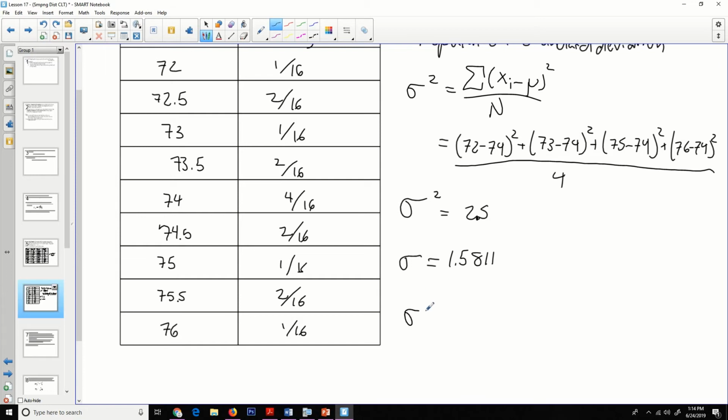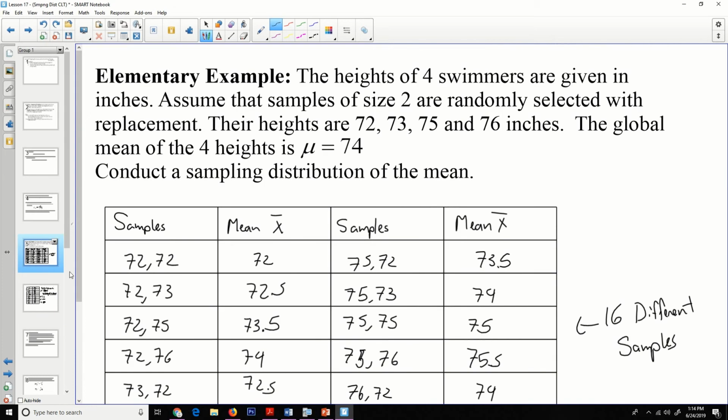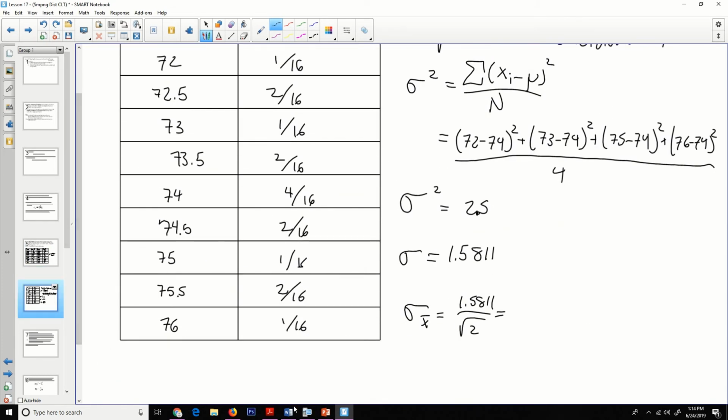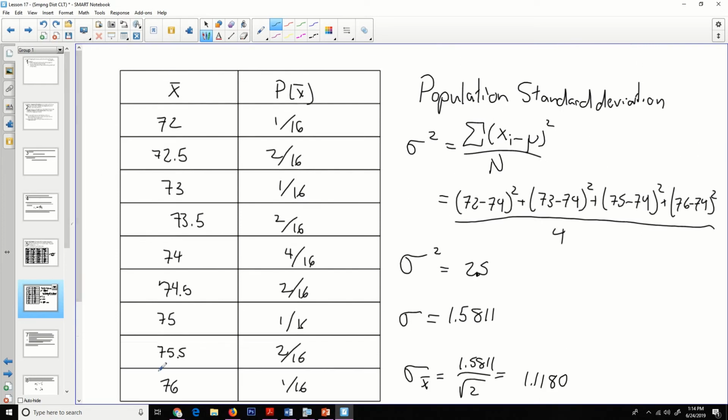So if I want to find that standard deviation, it's going to be 1.5811 divided by the square root of our sample size, which is 2 because I took 2 elements from each of those samples. That's where I get the 2 from. And so that calculation, if you grabbed your graphing calculator and did that, you would get 1.1180. And so that is the standard deviation of these sample means.